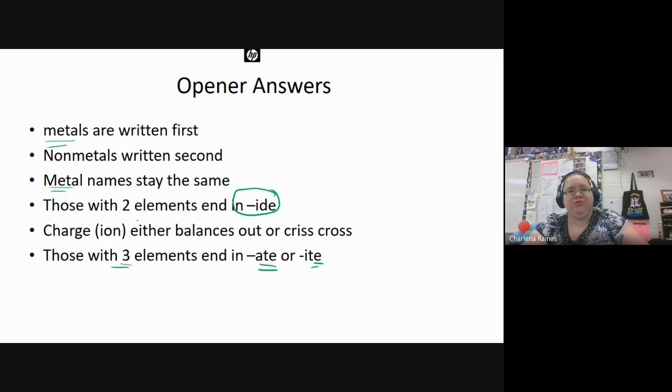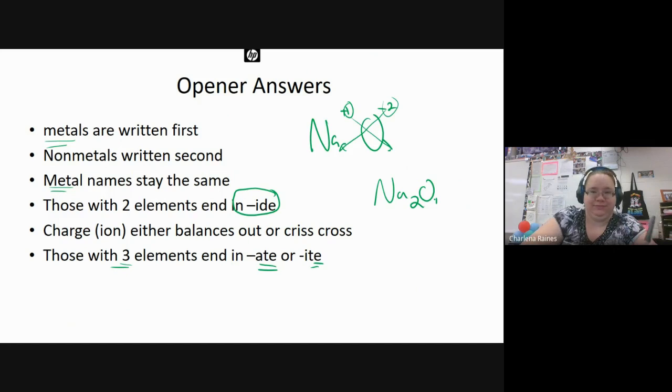So we kind of have 2 choices with our charges. They either balance out, they cancel out, and we don't write them, or we swap and drop, also referred to as crisscross. We take whatever was at the top and we swap it to the other one and drop it to the bottom. So we end up with Na2O1.